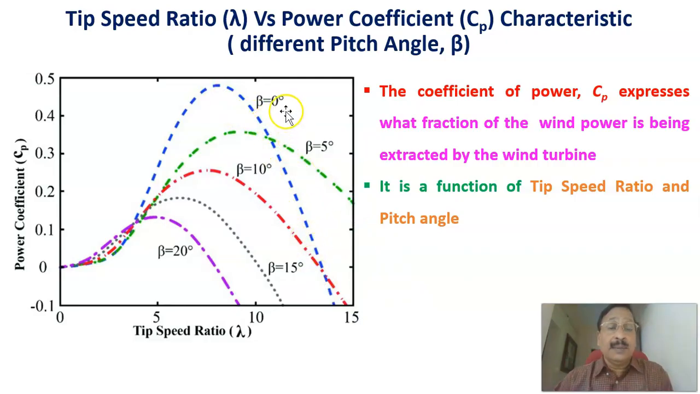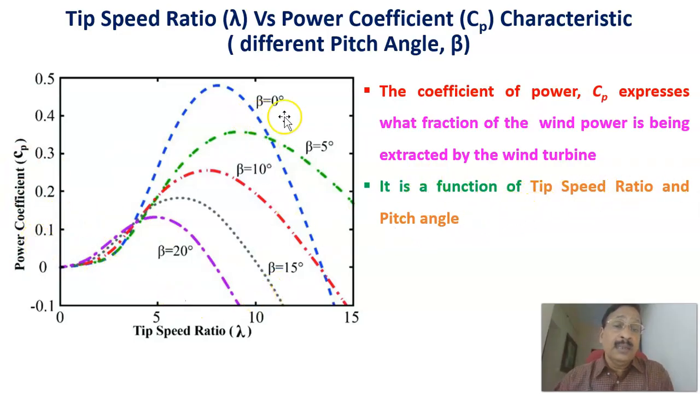The coefficient of power CP expresses what fraction of the wind power is being extracted by the wind turbine. Therefore, it is a function of tip speed ratio and pitch angle.